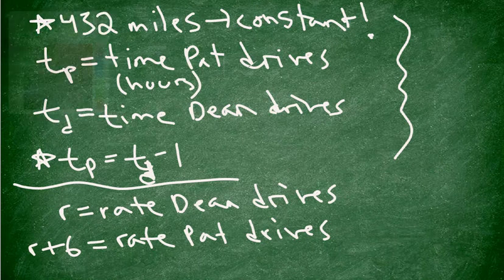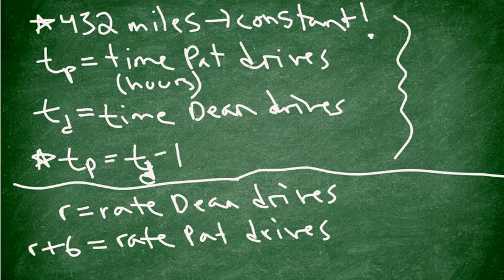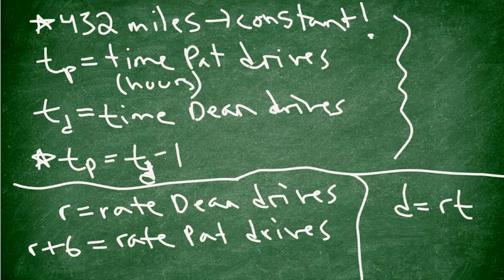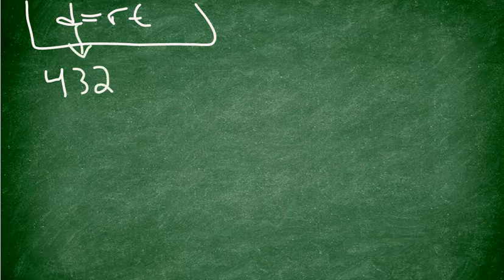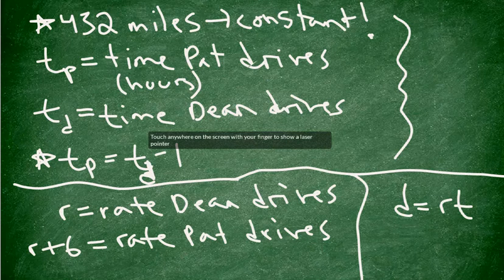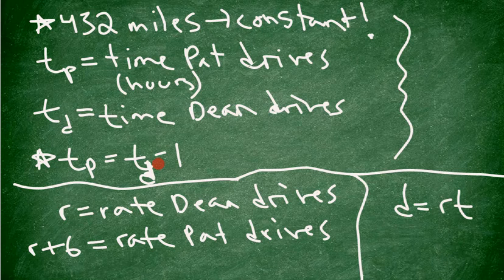The overarching formula that we're going to use throughout this whole problem is D equals RT. That's distance is equal to rate times time. So the setup I'm going to have, noting that D is equal to R times T, is that D we already knew was 432 miles. We said that was constant. Then I'm going to describe the rest of the equation, R times T, in terms of these two setups. T sub D minus 1 is my time, so I'm describing Pat's time in terms of Dean's time. And then I'm going to use R plus 6, describing Pat's rate in terms of Dean's rate.